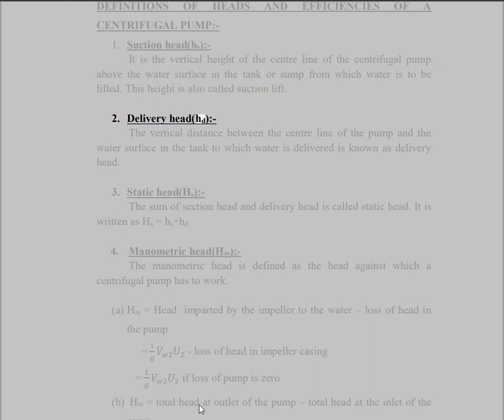2. Delivery head, Hd. The vertical distance between the center line of the pump and the water surface in the tank to which water is delivered is known as delivery head. 3. Static head, Hs. The sum of suction head and delivery head is called static head. It is written as Hs equals Hs plus Hd. 4. Manometric head. The manometric head is defined as the head against which a centrifugal pump has to work. It equals the head imparted by the impeller to the water minus the loss of head in the pump.